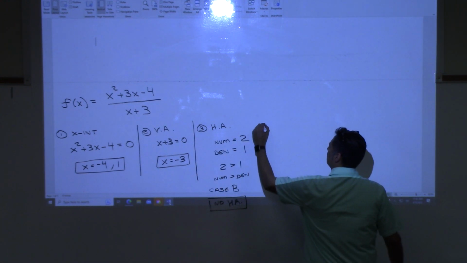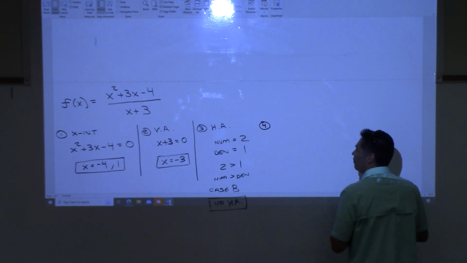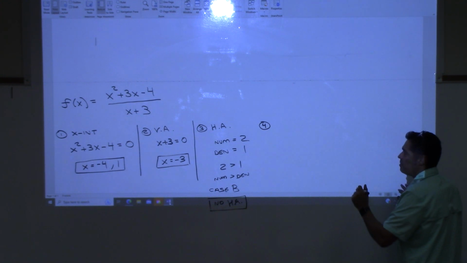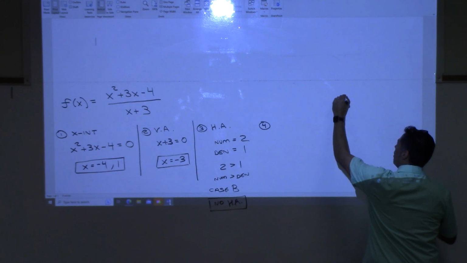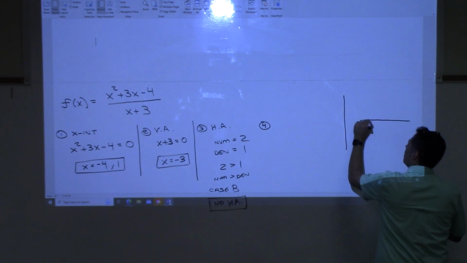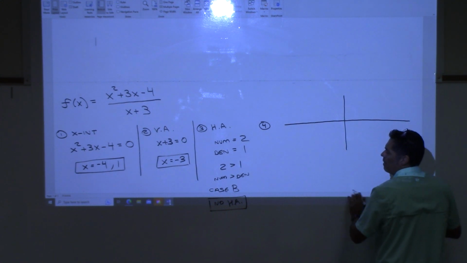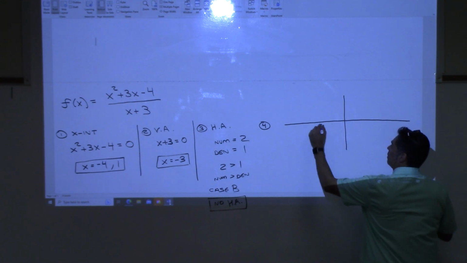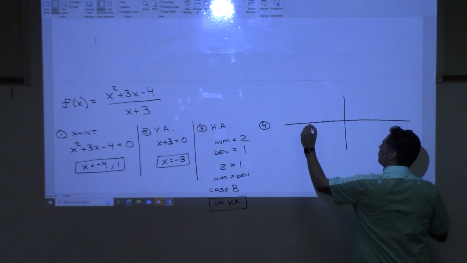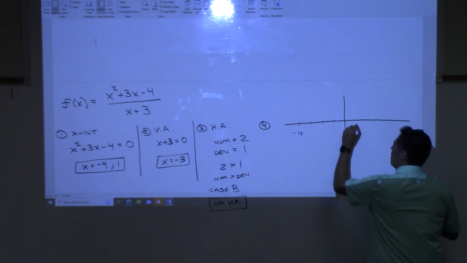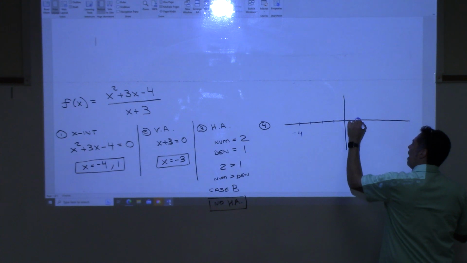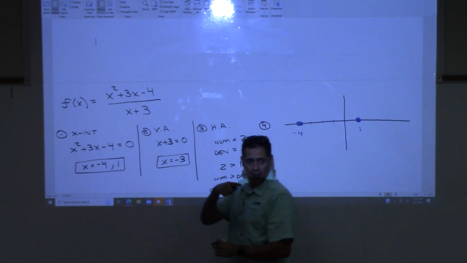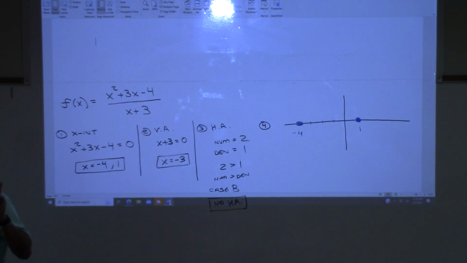Fourth step. Fourth step, we draw it, right? And get our test points on step 5. So here's my drawing. All right, at -4 and at +1, I have x-intercepts. Those are where my verticals used to be on the previous problem. Those are my verticals. Now they're my x-intercepts.